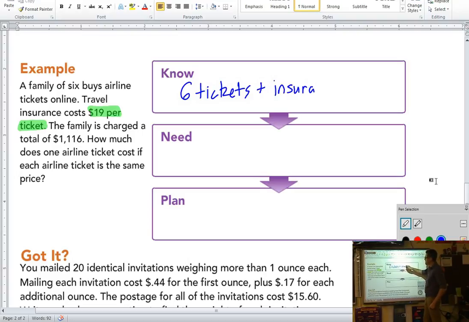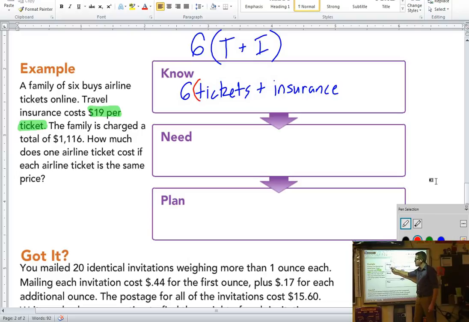So here's what we really want to do. Instead of splitting these, let's just do 6 times the ticket plus the insurance. Because if I have to pay for 6 tickets and 6 insurances, I could just add the ticket and the insurance and pay that 6 times. Does that make sense? How we can kind of combine tickets and insurance. Technically, there would be a parentheses here and a parentheses here.